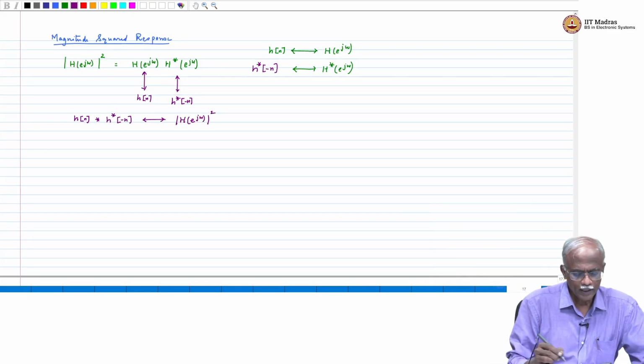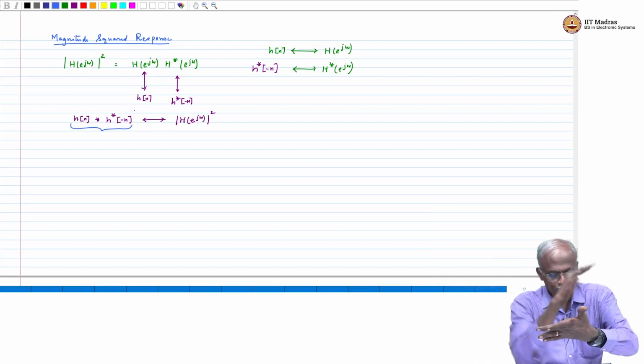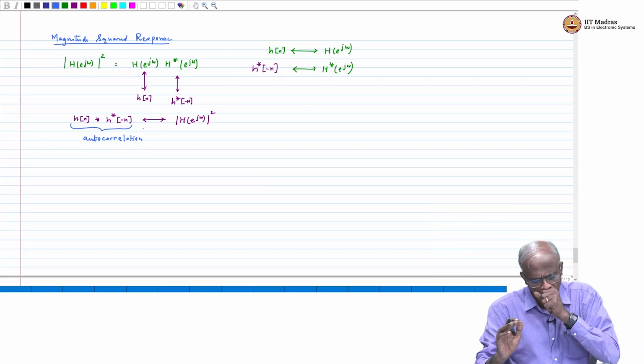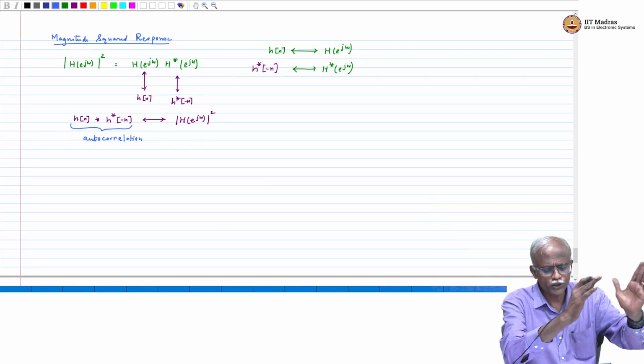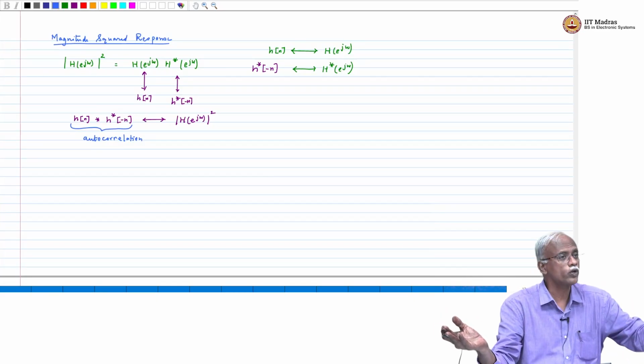Now this is a convolution, but remember, when you flip things around, this will become like an autocorrelation, which is a sequence that we have studied. So basically the magnitude squared response corresponds to the discrete time Fourier transform of the autocorrelation sequence.